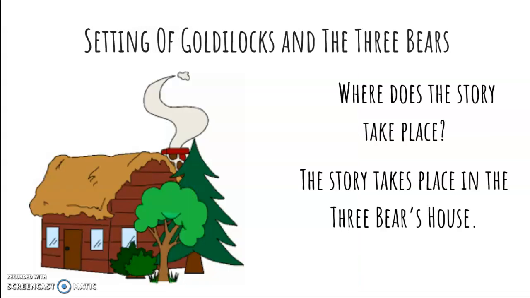First we want to figure out the setting of Goldilocks and the Three Bears. In order to do this, we're going to ask ourselves, where does this story take place? In different books, the setting could be in many different places. It could be anywhere outside, it could be at school, at home, it can be anywhere. But in this story, we know that the story takes place at the Three Bears' house, which is in the forest.